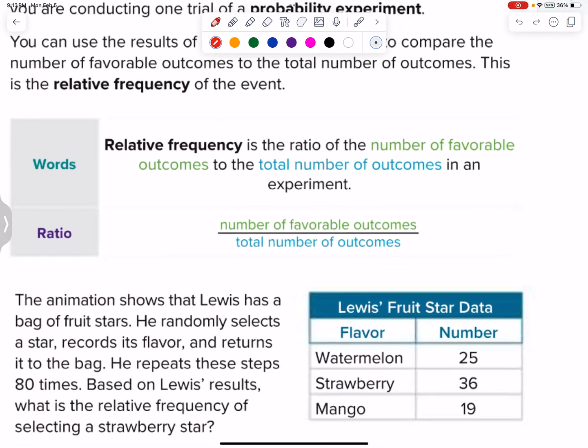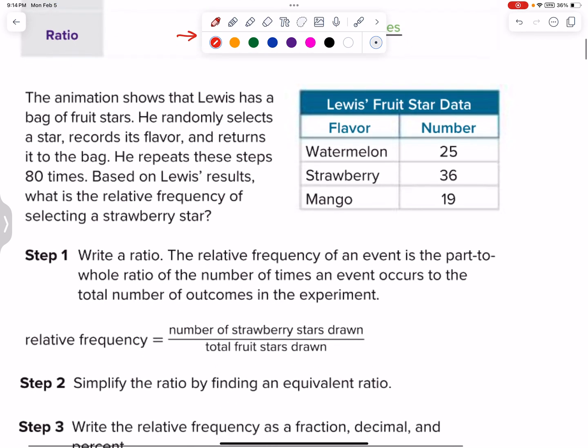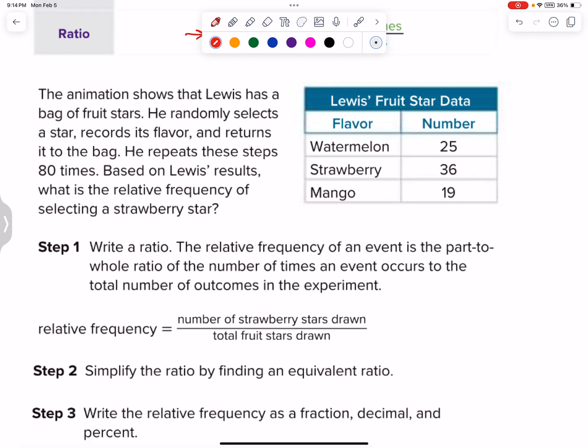But anyway, a relative frequency is the ratio, a fraction of the number of favorable outcomes, meaning the thing you're paying attention to, divided by the total number of outcomes. No big deal. We have a person named Lewis, and he has a bag of fruit stars, gummies or whatever. He randomly selects a star, records its flavor, returns it to the bag, and repeats that process 80 times. Based on his results, what is the relative frequency of selecting a strawberry star?